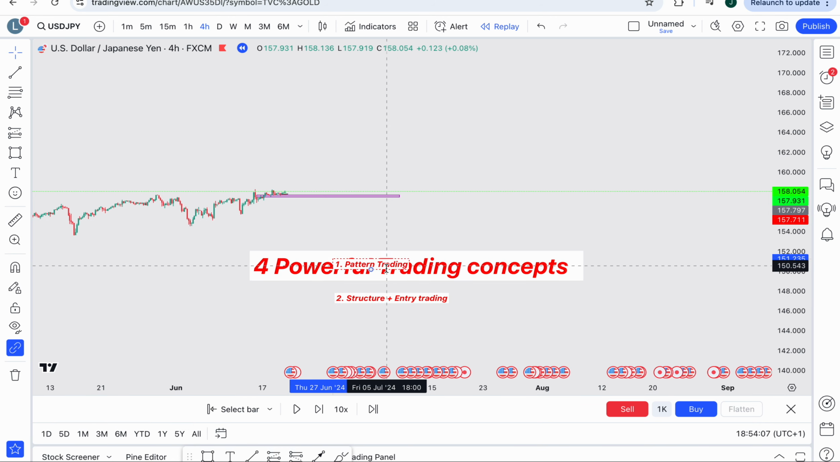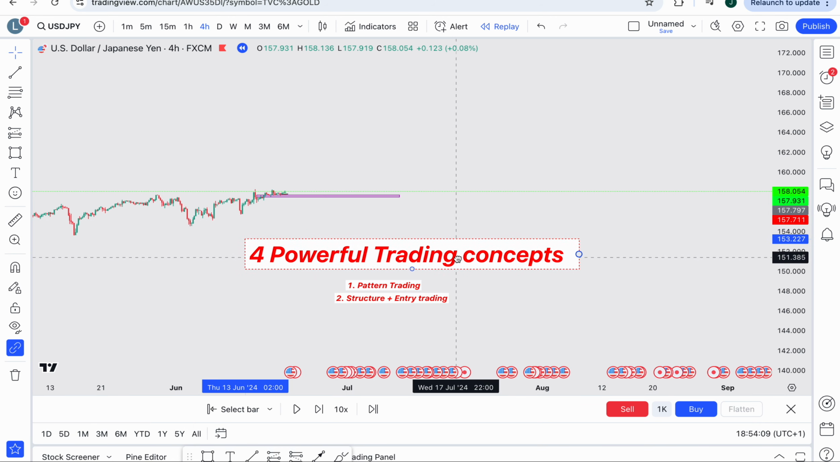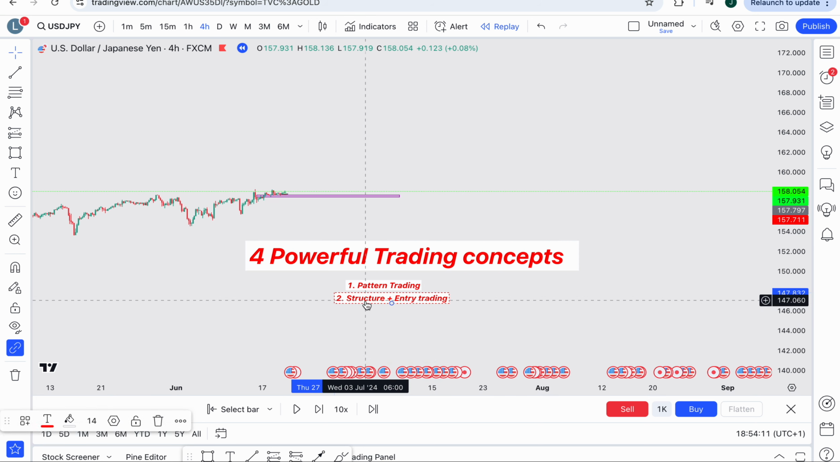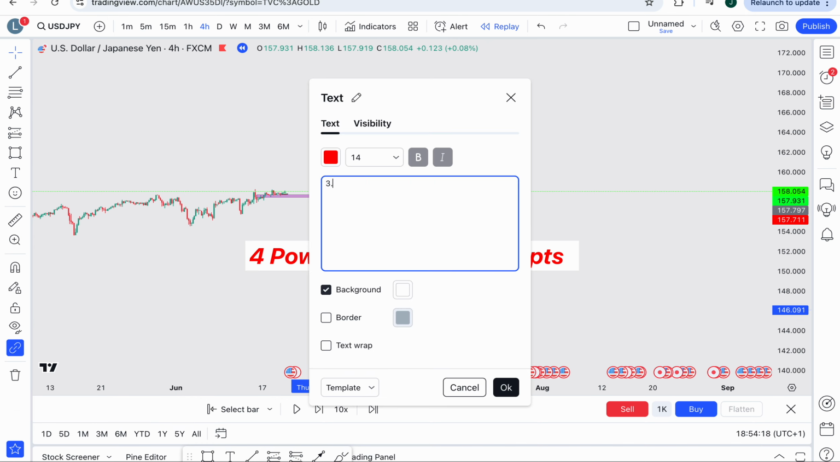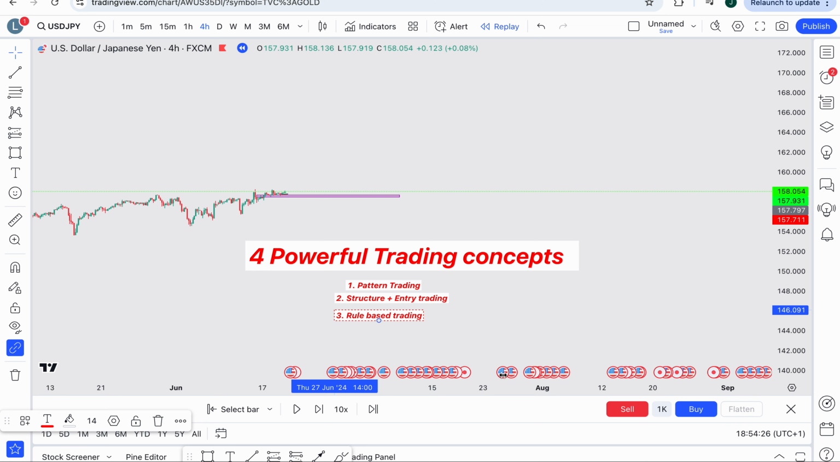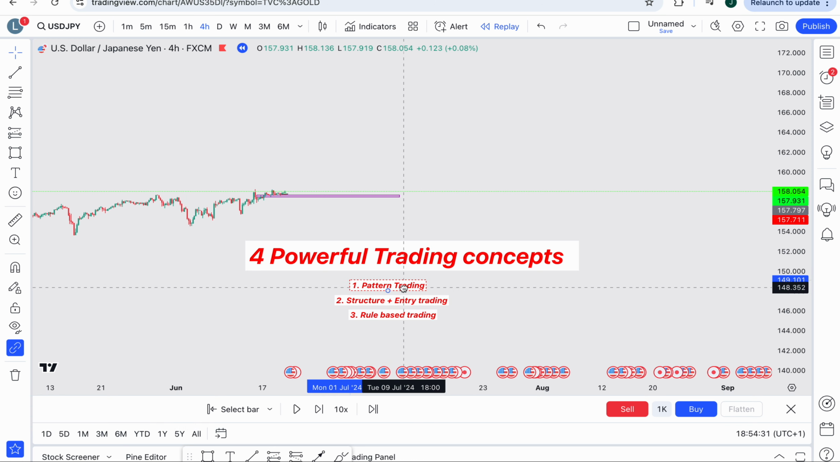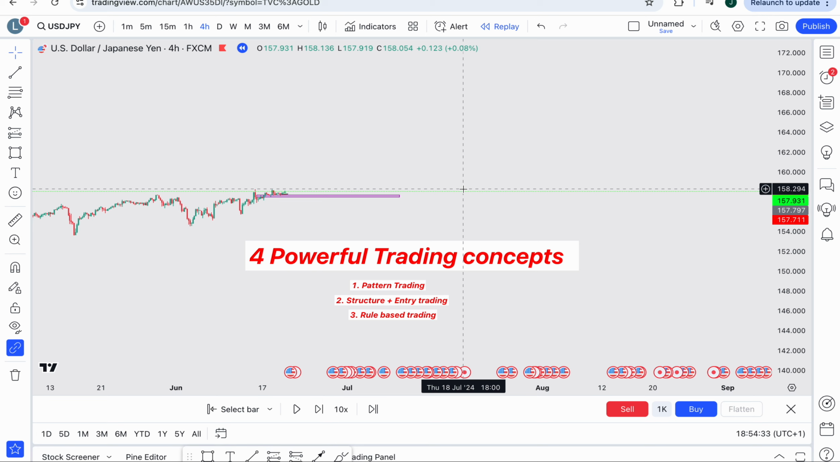Okie dokie, cool. So we went from pattern trading, structure, and entry trading, okay? And the third thing that I want to talk about is rule-based trading. Rule-based trading is very simple. I don't need to go and do chart work for this. It's pretty much the same kind of strategies that you guys have been very, very accustomed to.